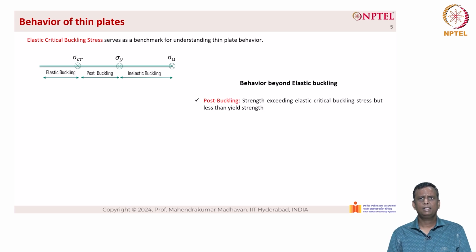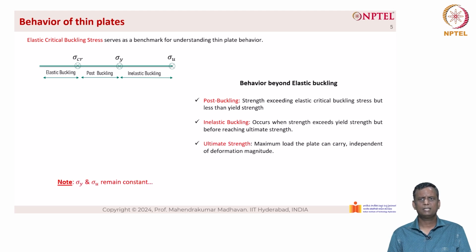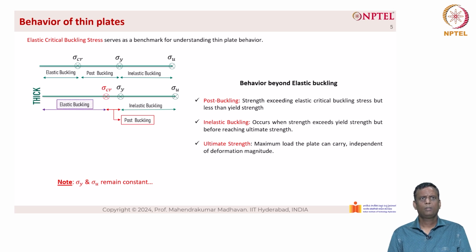So you can see that in post buckling, the strength exceeds the elastic critical buckling stress but is less than the yield stress. Inelastic buckling occurs when the strength exceeds the yield strength but before reaching the ultimate strength. And the ultimate strength is the maximum load the plate can carry independent of the deformation magnitude. The note below says that sigma y and sigma u remain constant simply because, as I described previously, it is a material property. Whereas sigma critical is a variable and it depends upon the thickness of the plate.